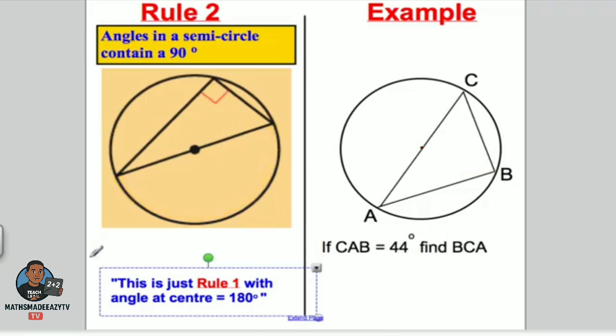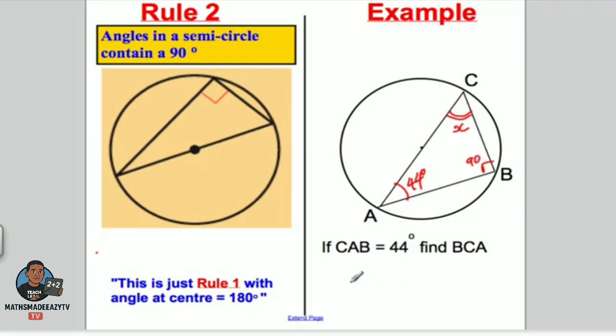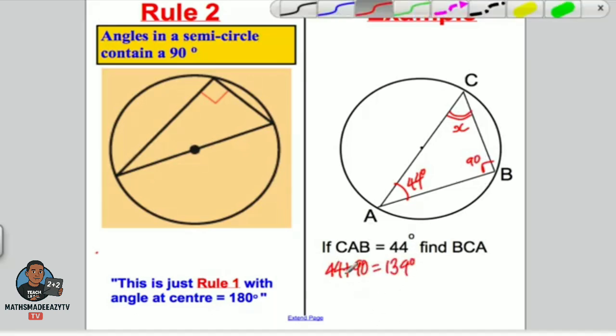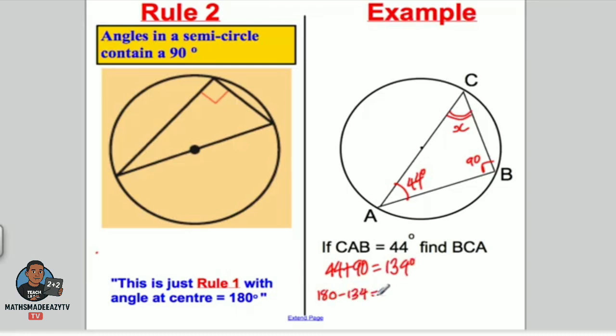Now let's take a look at one more example here. We still have the theorem given here that the angle in a semicircle is 90 degrees. We are given that CAB is 44 degrees, and we need to find angle BCA. We are looking for angle C. If you remember, the angle in a semicircle gives us 90 degrees, so we have 90 degrees at B. Then from the sum of angles in a triangle, which is 180 degrees, we add 44 and 90 together to give us 134 degrees, and we subtract that from 180 degrees. Then we have our angle X equal to 46 degrees.